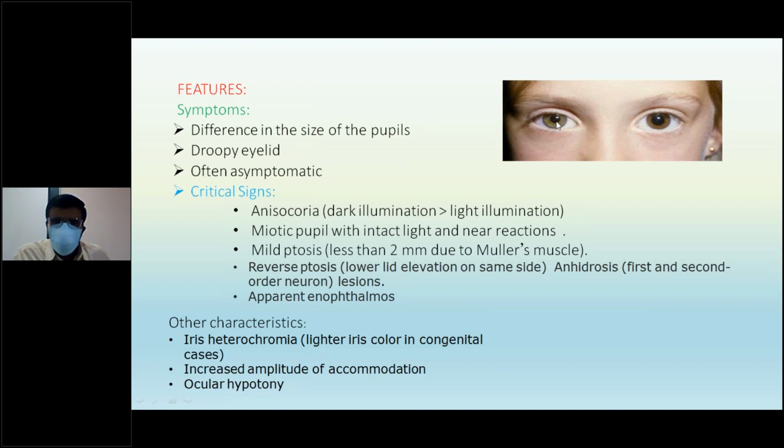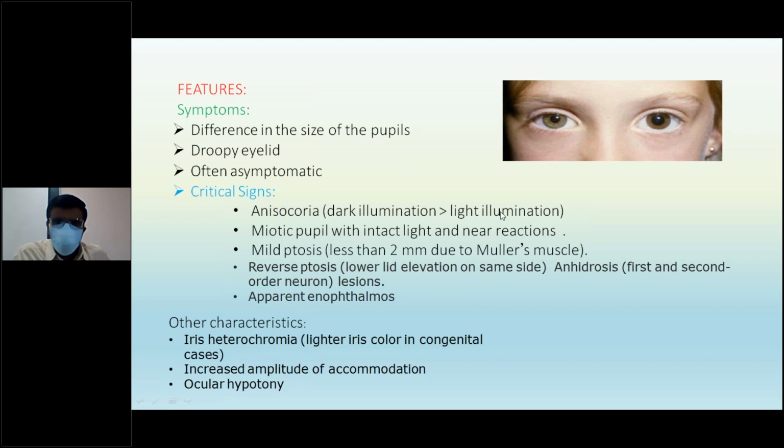Difference in size of the pupils. You can see there is a difference in size of pupil in right eye and left eye. Right eye it is smaller. You can see the ptosis of the right eye, reverse ptosis of the right eye. There is also the iris is light colored here, it is bright colored. Heterochromia of the iris, increased amplitude of accommodation, ocular hypotony. They are all the features.